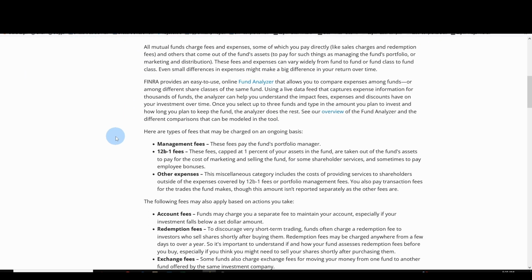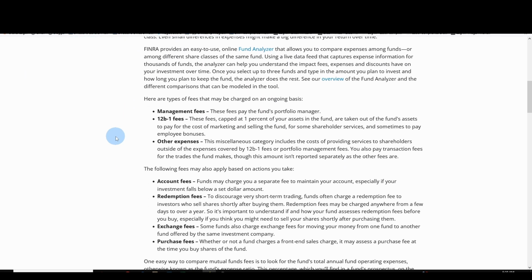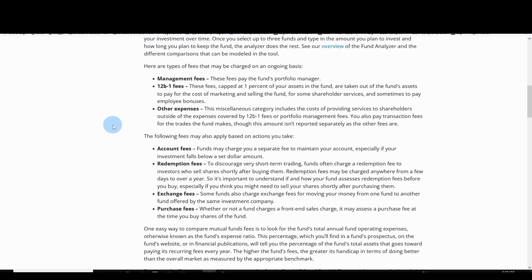Here are the types of fees that may be charged on an ongoing basis. You have management fees. These fees pay the fund's portfolio manager. A 12b-1 fee: these fees, capped at 1% of the assets in the fund, are taken out of the fund's assets to pay for the cost of marketing and selling the fund, for some shareholder services, and sometimes to pay employee bonuses. Other expenses: this miscellaneous category includes the cost of providing service to shareholders outside of the expenses covered by the 12b-1 fees or portfolio management fee.